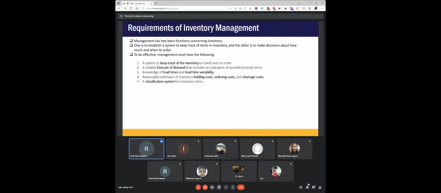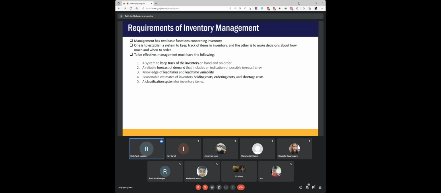Now, we've been talking about inventory management, or why we need to have good inventory, what are the objectives of inventory management. So the question now lies to, how do we achieve good inventory management? What are the requirements for inventory management to be effective? Okay, so we have five requirements. First and foremost, a company should have a system to keep track of the inventory. So, dapat naka-inventory counting systems.